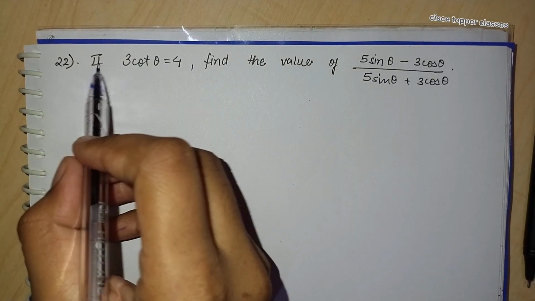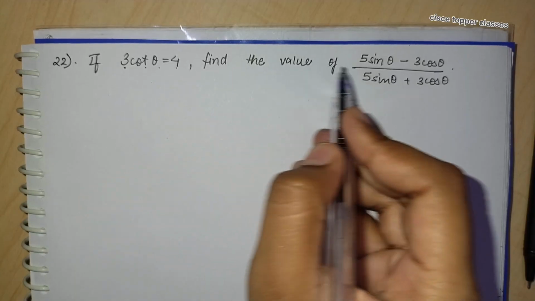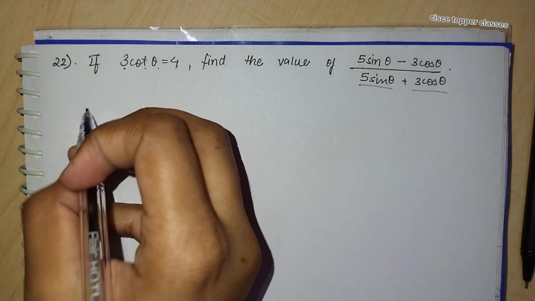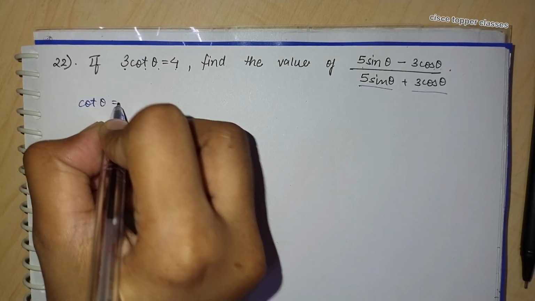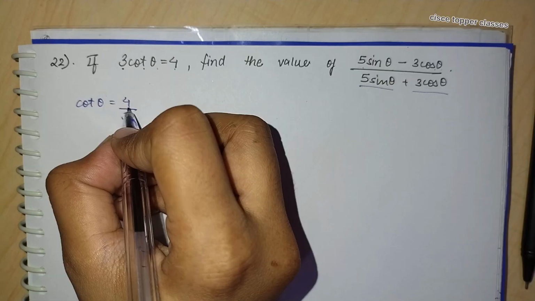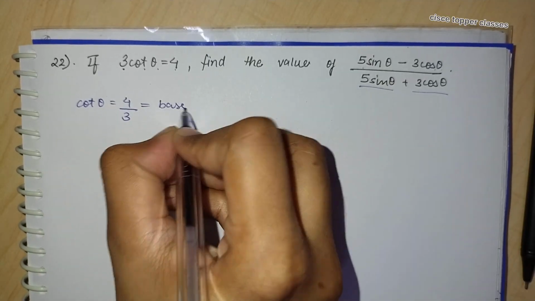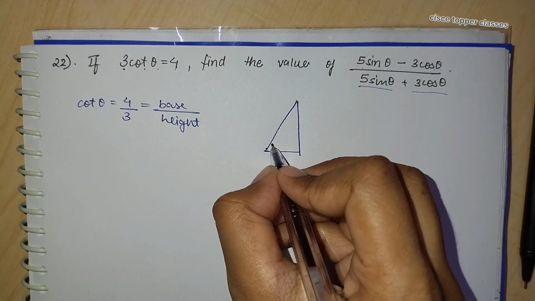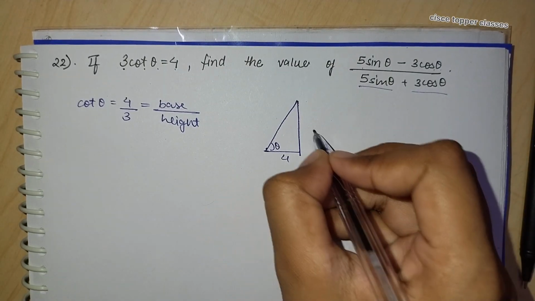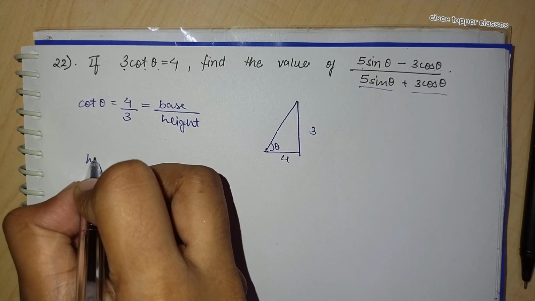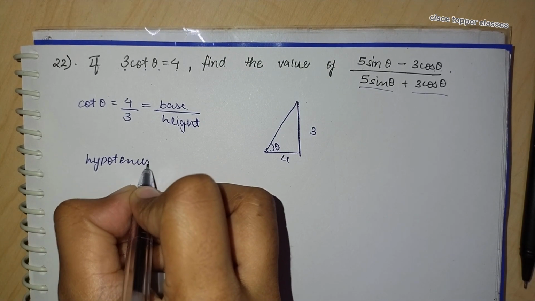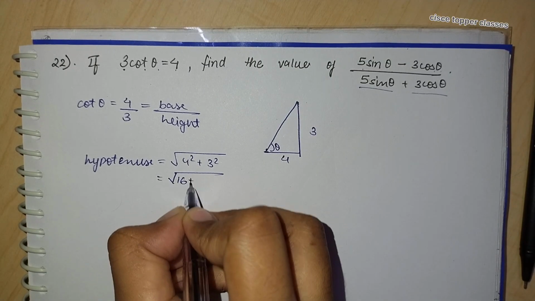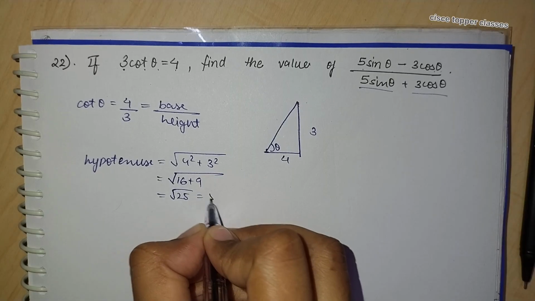Now let us solve your 22nd question. If 3 cot theta is equal to 4, find the value of (5 sin theta minus 3 cos theta) divided by (5 sin theta plus 3 cos theta). So cot theta will be 4 by 3. We know cot theta is base by perpendicular, so if we draw a triangle with angle theta, the base here is 4 and the height is 3. From Pythagoras theorem, we can find the hypotenuse. This will be under root 4 square plus 3 square, which is 16 plus 9, equal to under root 25, which will be 5.